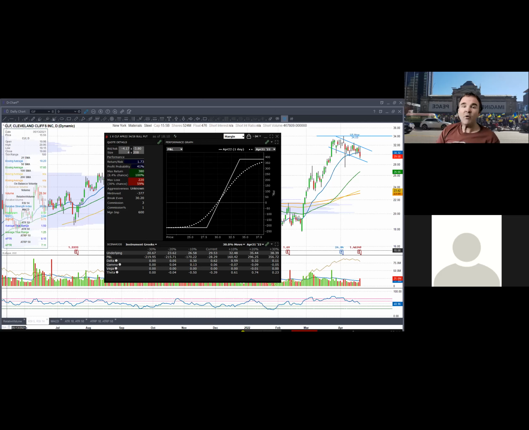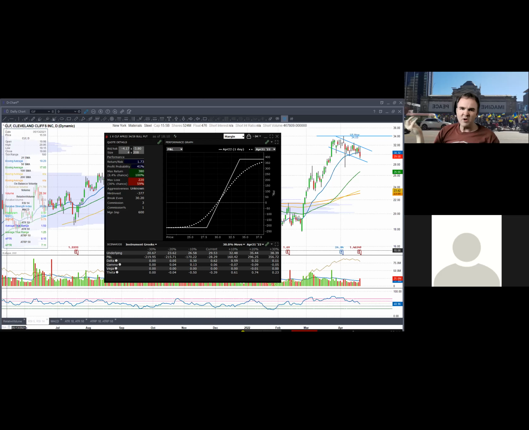And we'll look and see how this works out tomorrow morning, after they release earnings. If their earnings suck and it goes down, obviously this trade is going to lose. But we'll see that it's only going to lose $220.